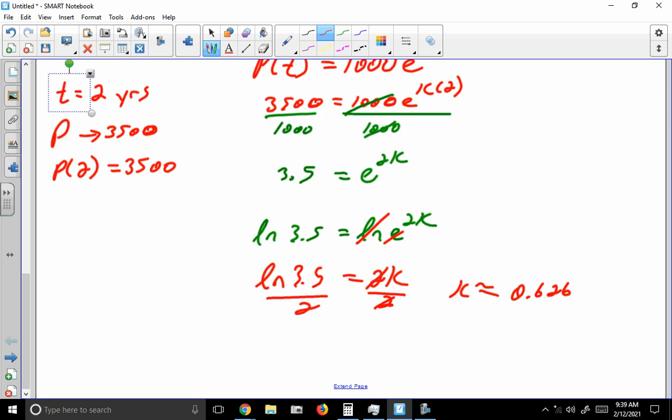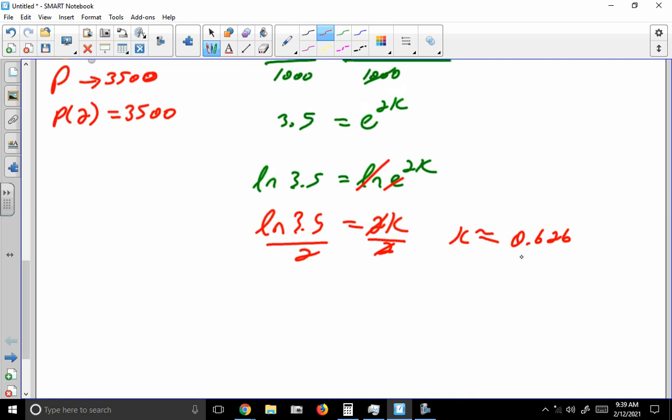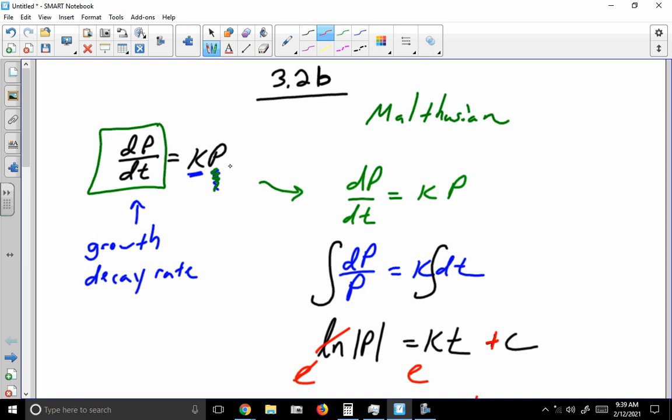Notice we were growing. We went from a population of 1,000 to a population of 3,500, so that's a growth. Our k is positive. If we have a decay, we would end up with a negative k there. So our population function for this situation is 1,000 e to the 0.626t. And then we can use that model to predict the population at various times.